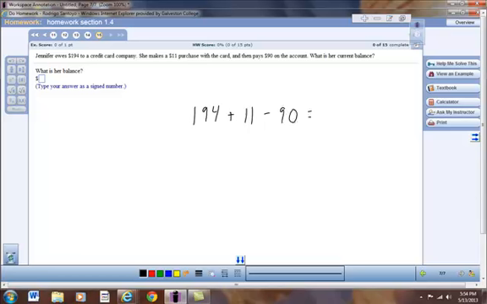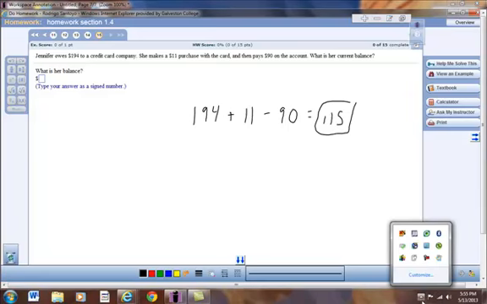So another problem, just input it into your calculator, and it looks like once you do that, her new balance is going to be just $115. So those are some of the problems that I think might be a little bit more difficult on 1.4.